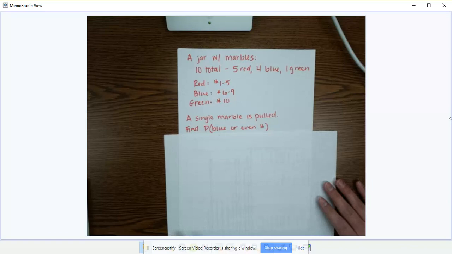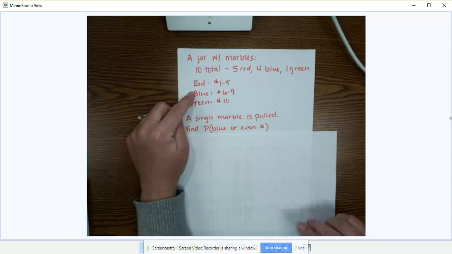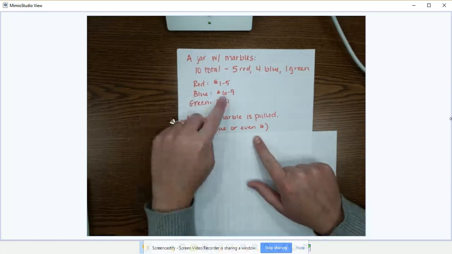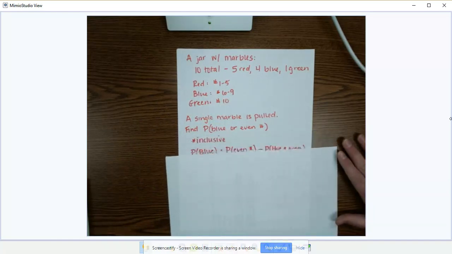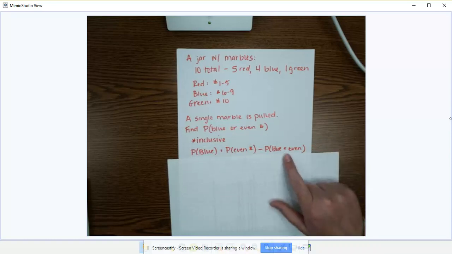We want to first decide whether this is disjoint or whether it is inclusive. So we go to look at our blue marbles and decide, are any of them even numbers? And there would be 6 and 8. So knowing that it's an inclusive probability, we have the probability of blue plus the probability of an even number, and then we have to subtract the probability that it's blue and even.